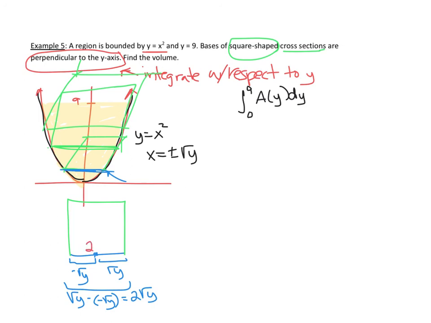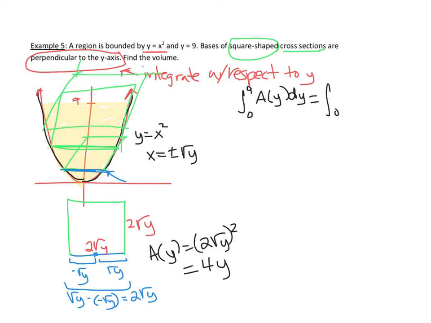So it's a square, so I have a side of 2 square root of y. I have my other side of 2 square root of y. My area is therefore going to be, my A of y is going to be 2 radical y squared. That gives me 4y. So at least something good happened. I now have a nice equation, and it's not that hard to take the integral of, thankfully. So I'm going to integrate 4y times dy from 0 to 9. Go ahead, pause, do it on your own, please.